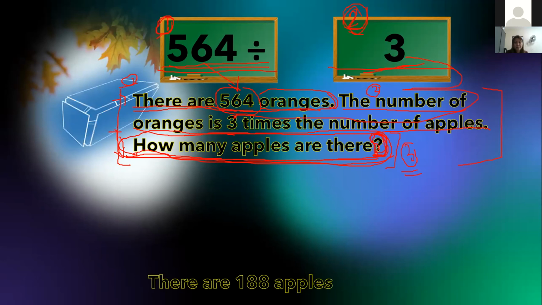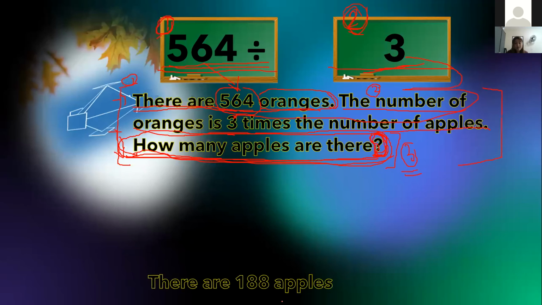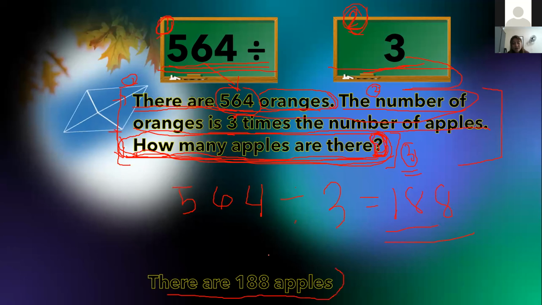Okay, so next, we answer here. So we have to answer. So 564 divided by 3. So in your book, the answer is 188. So first, you have to write the number sentence. So 564 divided by 3, that would be equals 188 apples. Okay, apples, because the question here is how many apples are there? So it means there are 188 apples. Okay, so we'll proceed to the next.